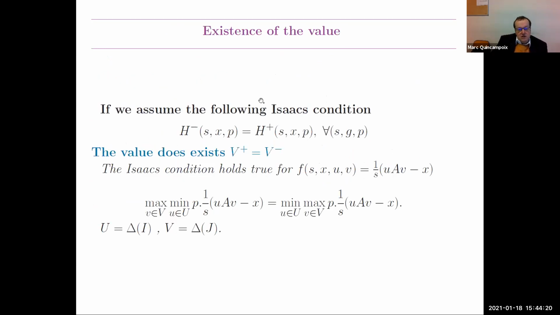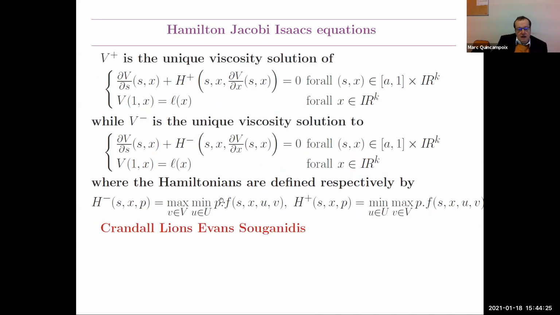Now, using this result, in our previous case, we have seen F is bilinear with respect to U and V. So these two Hamiltonians, the min max and the max min, are the same. These two Hamiltonians coincide. So what does it mean? It means that the two Hamilton-Jacobi equations are the same, because H plus is equal to H minus. And they have a unique solution. So V plus equals V minus.